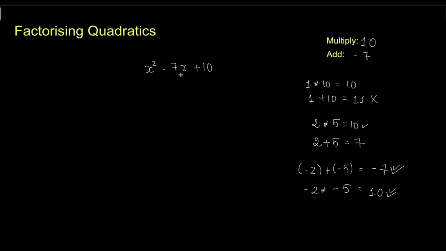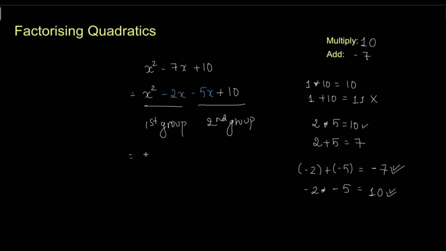Let's split the middle term and rewrite it with minus 2 and minus 5. This would be x squared minus 2x minus 5x plus 10. Now, let's split the expression into two groups, first group and second group. In the first group, we can take x common, so we are left with x minus 2. In the second group, since the first number here is negative, we are taking minus 5 common. What are we left with? From 5x, we are left with x, and from plus 10, we are left with minus 2, because minus 5 times minus 2 is plus 10.